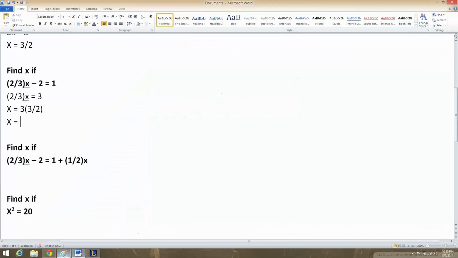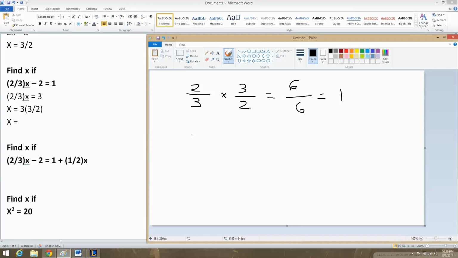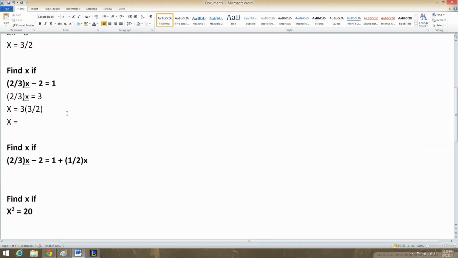And how this works is: 3 times 3 over 2. These two numbers will multiply, and it'll end up as 9 over 2. So the answer will be x equals 9 over 2.